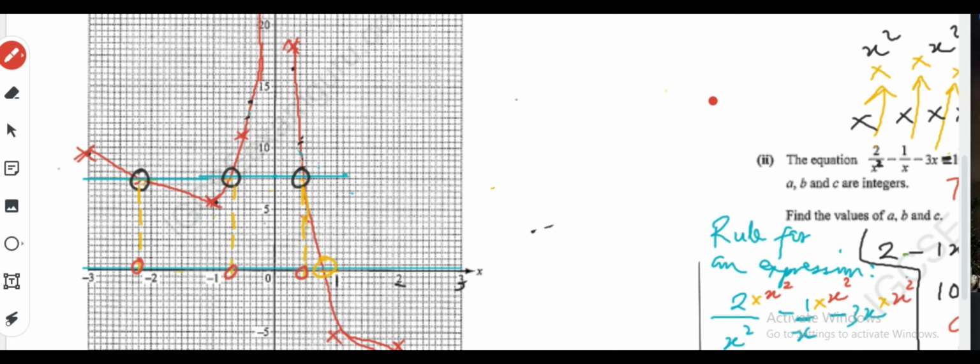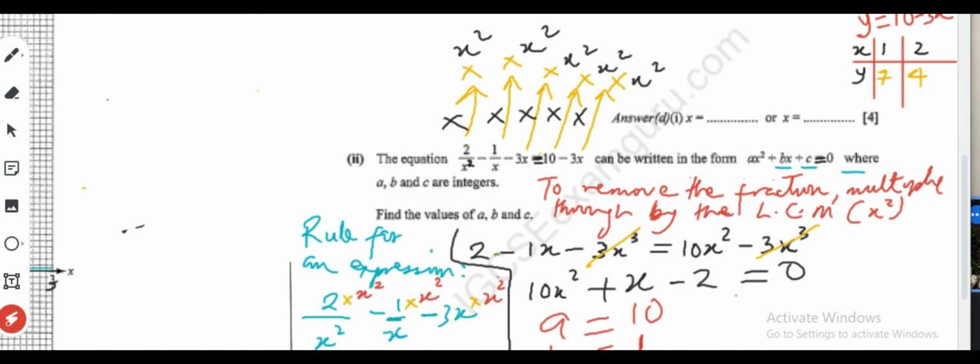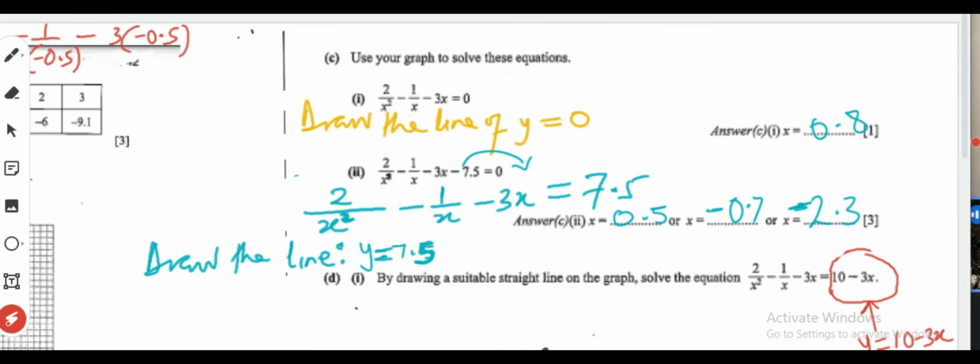Yeah, so 0.5. Okay, here is 0.5. Minus 0.7. Okay, this is 0.5. This one is minus 0.7. This one should be what? Minus 2 thereabout, or minus 2.3. So we have minus 2.3, minus 0.7, and 0.5. So those three answers: 0.5, minus 0.7, minus 2.3.